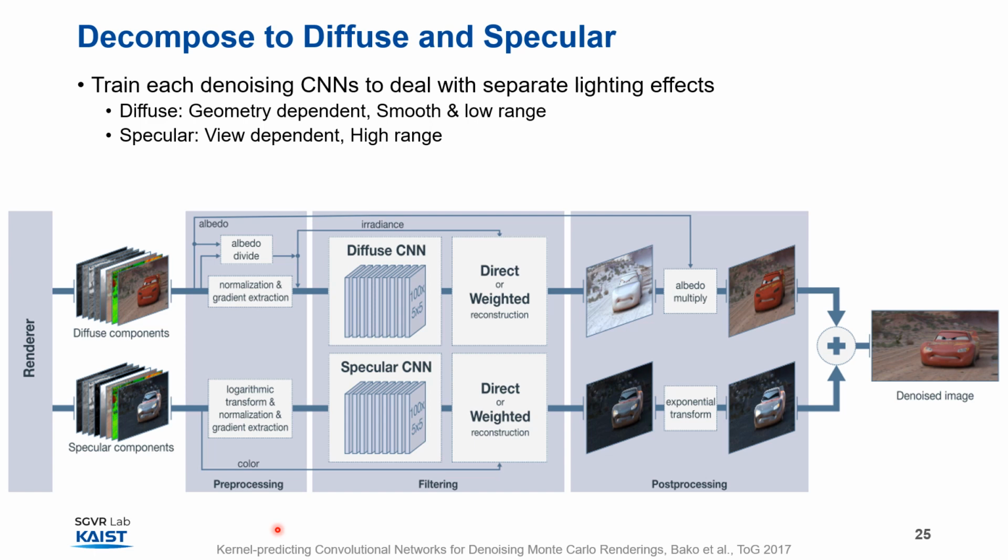Also, this work decomposed the image into diffuse and specular images and trained the denoising network for each image. The reason for this decomposition is that we want denoising networks to focus on two different types of noise, which come from different types of light transport. Here, the diffuse lightings are geometry dependent, smooth, and have low range. But on the other hand, the specular lighting tends to be view dependent and to have higher range.